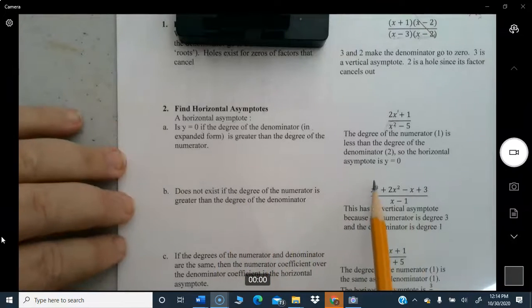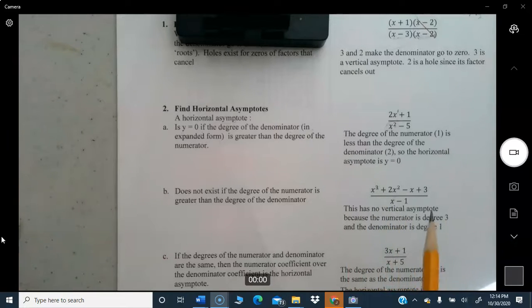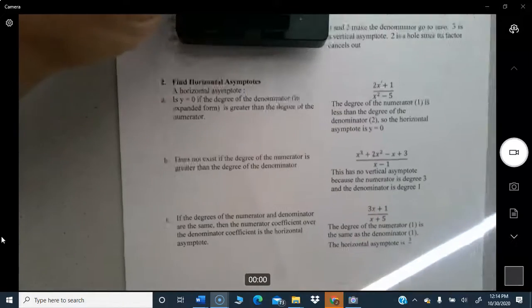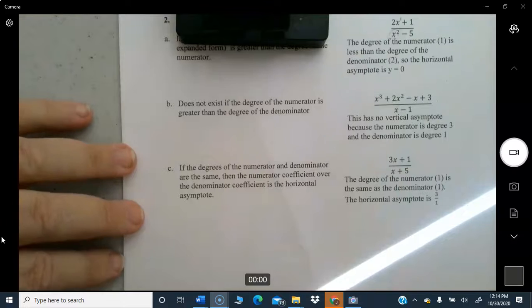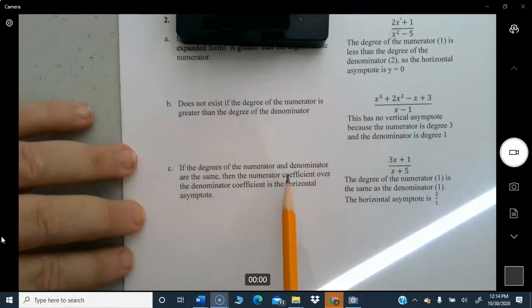So in this case, you don't have a horizontal asymptote at all, because x to the third degree right there is greater than the first degree right there. So this number is greater than the one that's there, and therefore you don't have one. What you do have, however, is something called a slant or oblique asymptote, but we're not going to deal with those. Okay, we were told not to deal with those.